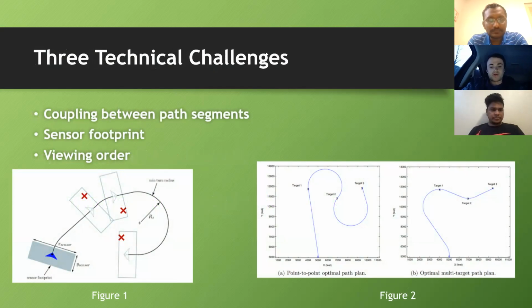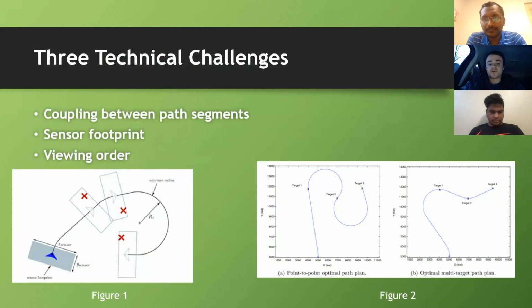There are three things we need to consider to address the problems of developing the system. The first is coupling between path segments. The second is the sensor footprint, and the third is the viewing order of the targets. The typical approach of planning paths is to consider shortest path segments from one point to the next. This works well whenever targets are spaced apart. However, it has limitations as objects get close together, and this can result in a less than optimal path.